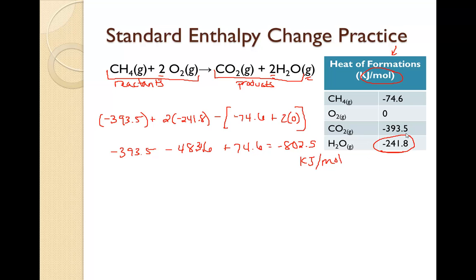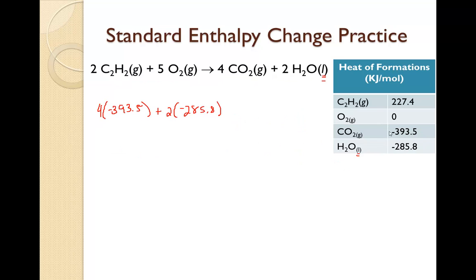Minus the reactants, which are 2 times 227.4 and 5 times 0 for oxygen. That comes down to negative 571.6 minus 1574 minus 454.8, which is equal to a delta H of negative 2600.4 kilojoules per mole.